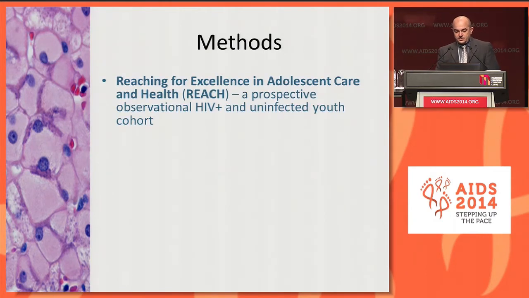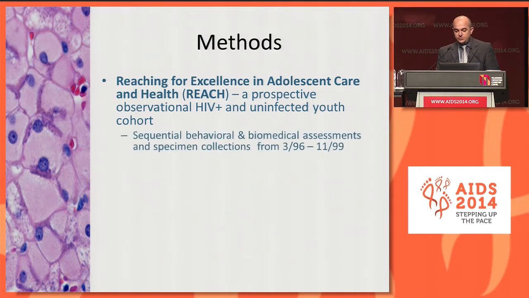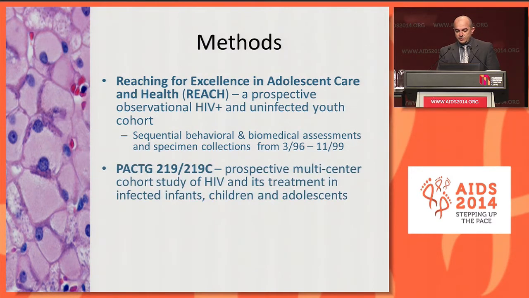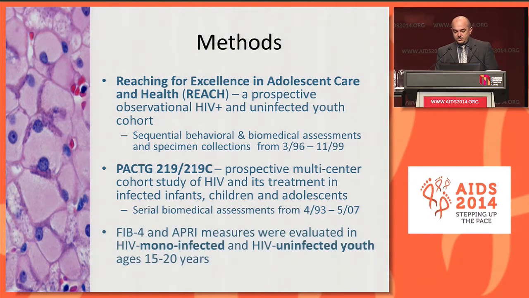A little bit about the two main cohorts that are part of this larger cohort study. Reaching for Excellence in Adolescent Care and Health, the REACH study, was a prospective observational HIV-infected and uninfected youth cohort with sequential behavioral and biomedical assessments and specimen collections from March of '96 to November of '99. The PACTG 219-219C study was a prospective multi-center cohort study of HIV and its treatment in infected infants, children, and adolescents with serial biomedical assessments from April '93 to May of 2007.